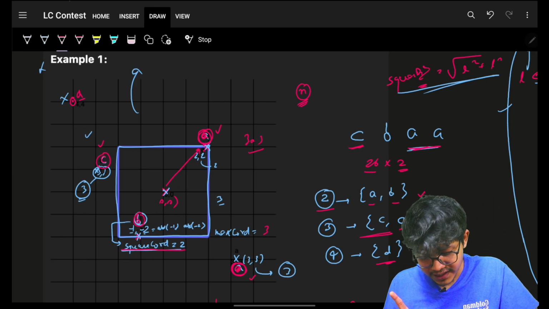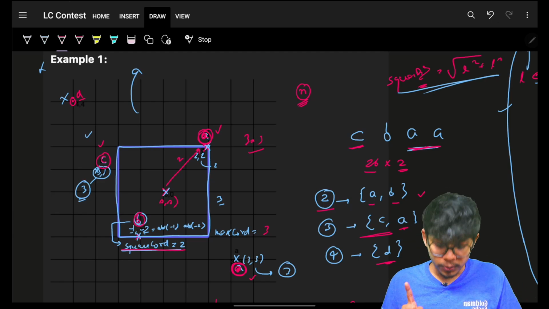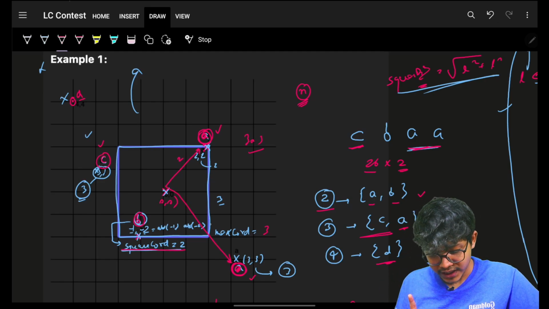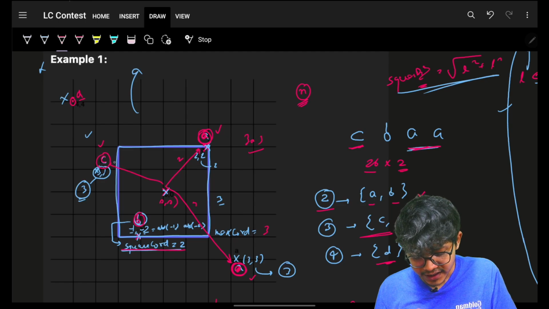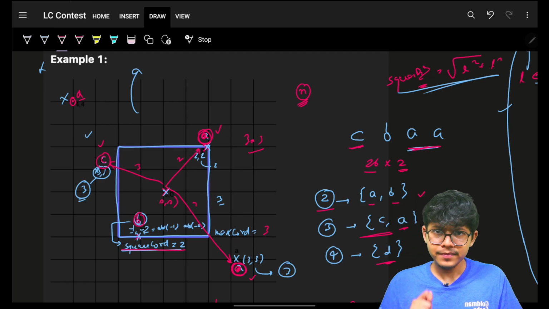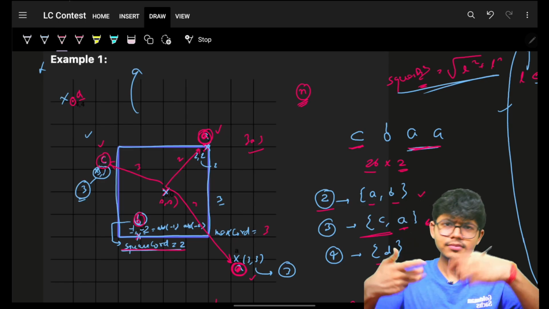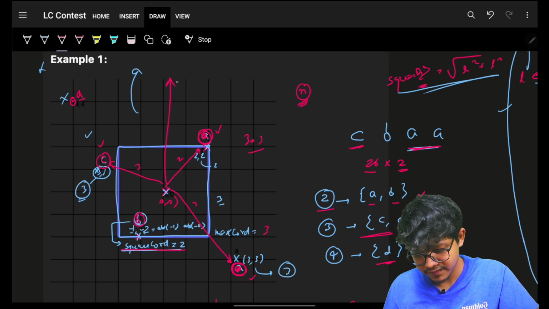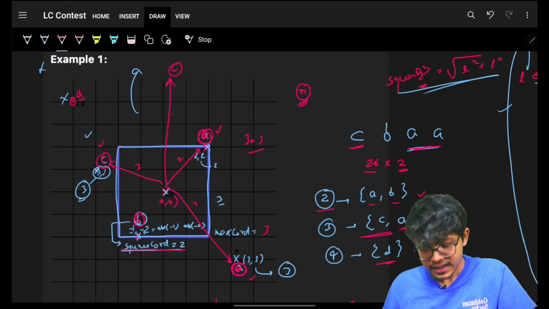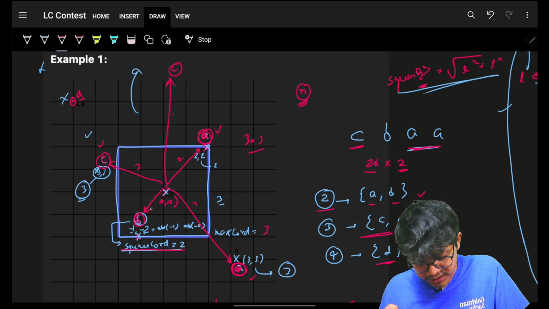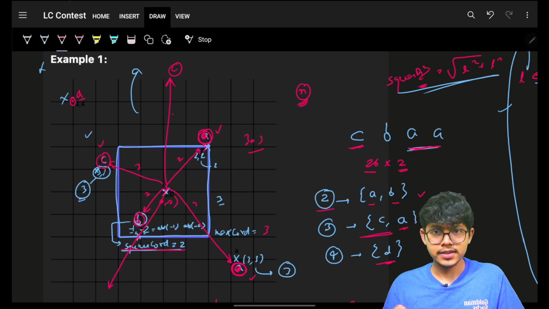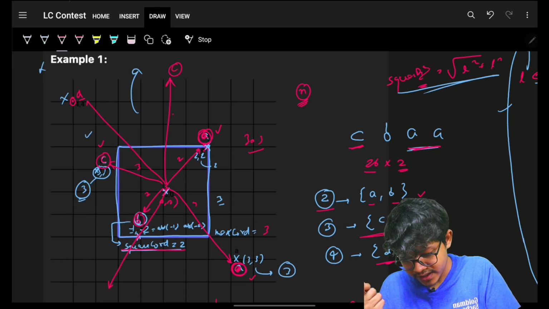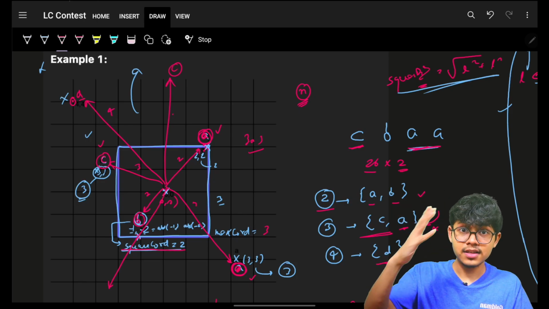So for this A, the first square was at 2, next square was at 3. Okay, I'll maintain this. Same way for C, I'll maintain its first square was at 3, next square was at, let's say, somewhere. Same way I'll maintain for B. The first square at distance 2, next square maybe at some other distance. Same way for D. First square at distance 4, next square maybe at some other distance.